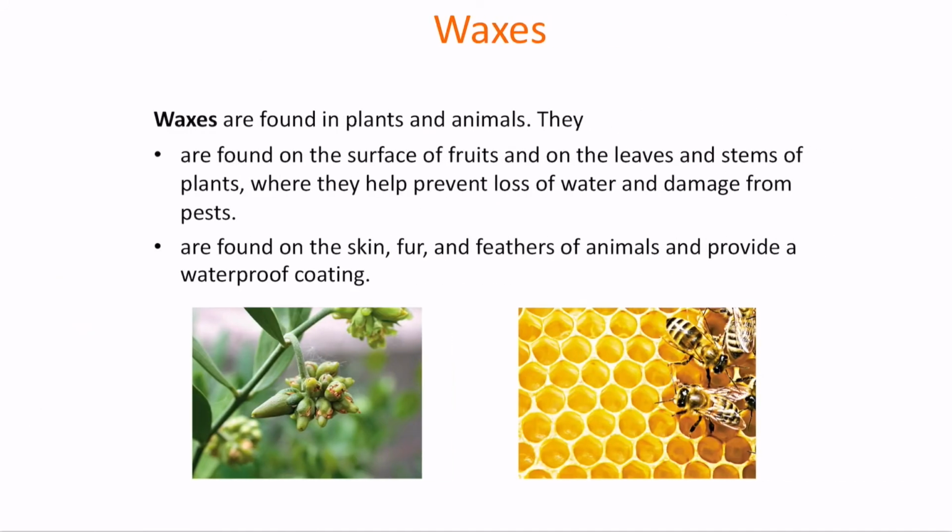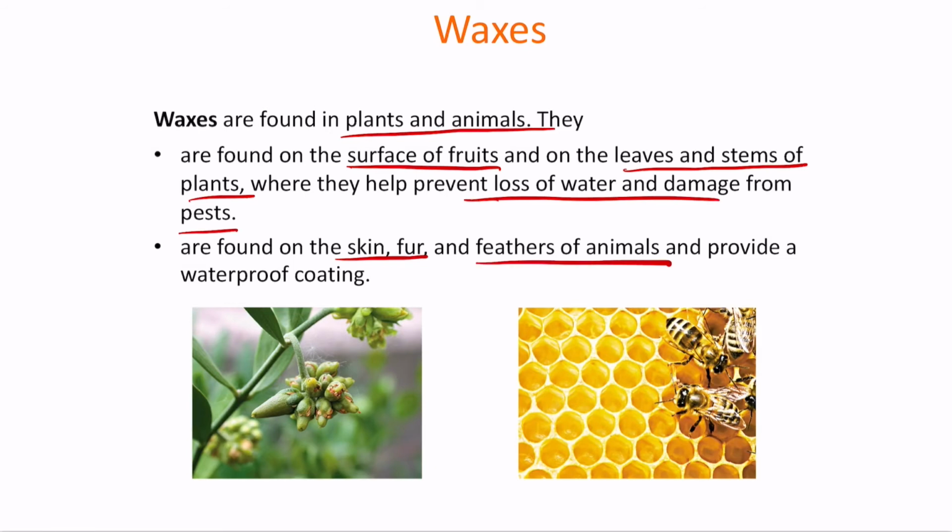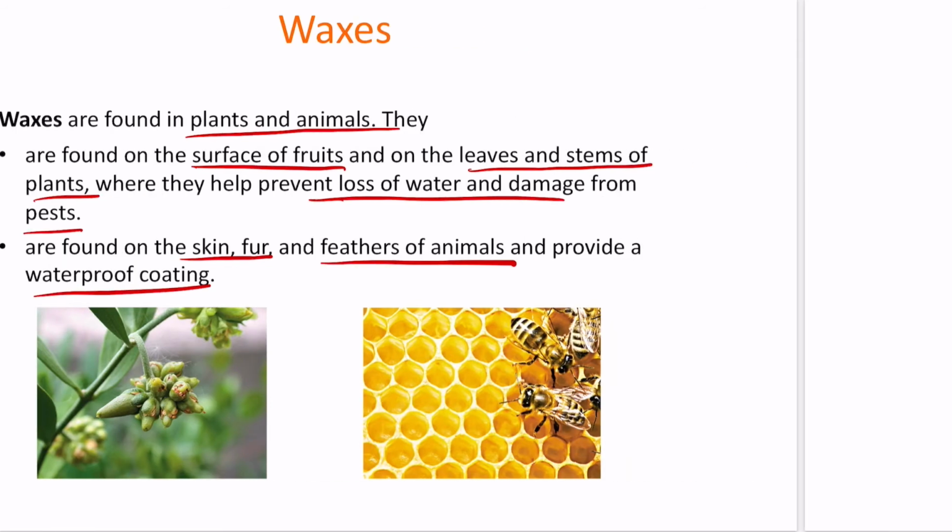So let's start with waxes. Waxes are generally found in both animals and plants. They are found on the surface of fruits and on the leaves or stems of plants, which helps them from losing water and being damaged by pests. They are found on skin, fur, and feathers of animals and provide a waterproof coating.